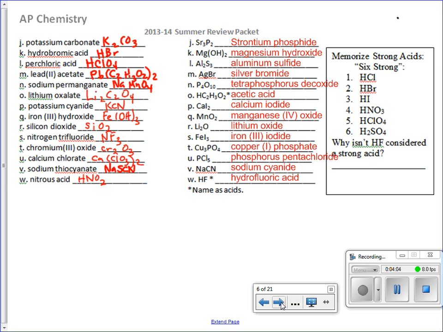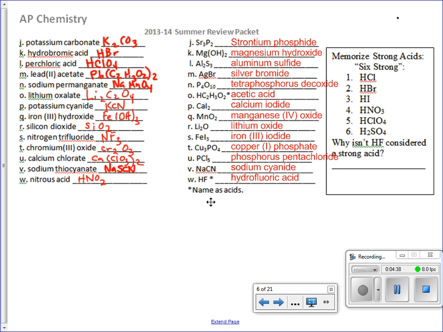I'll move on. Okay, and then the rest of the naming, again, 2, 3, 4. Lead acetate, so you're going to have 2 carbons, 3 hydrogens, 2 oxygens, and then a subscript of 2 behind the parentheses. This is a 4, 2, 2, 4, 3, 2, 3, 2, 3, 3, 2, 2. Okay. And then over here you have the names again.